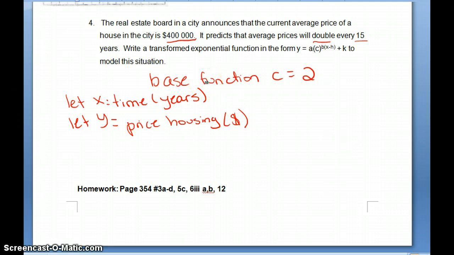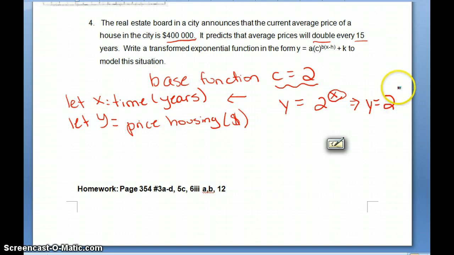So now let's go back. So we know that the average price of housing doubles every 15 years. So this 15 years is going to be affecting your x value. So when we have our base function c is equal to 2, it's going to look something like y is equal to 2 to the power of x. Let's say that. Then this time here, this every 15 years, it's going to be kind of similar to what we did in 3. So this one here is going to be affecting your x value. So think about it even as a period or your half-life. So you'll have y is equal to 2 to the power of x over 15.